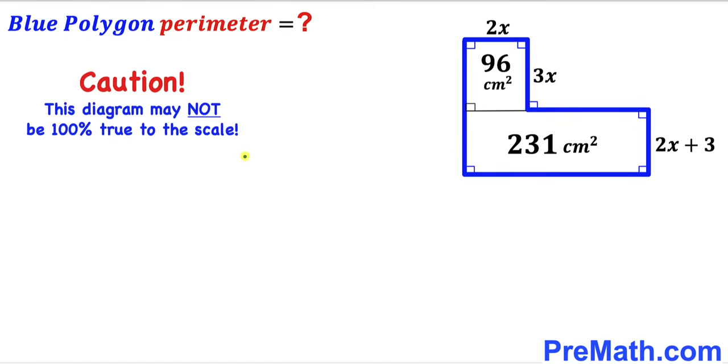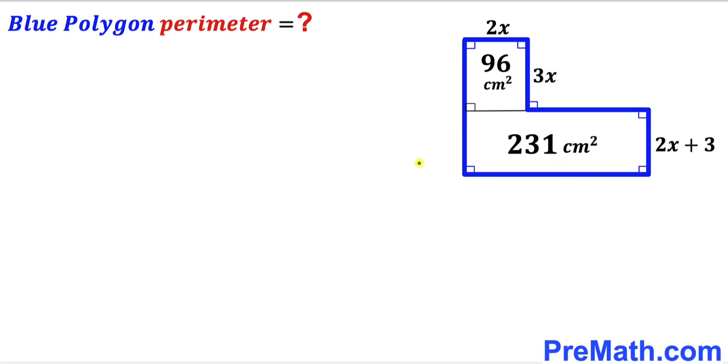Please keep in mind that this figure may not be 100% true to scale. Let's go ahead and get started, and here's our very first step. Since we are going to calculate the perimeter of this blue polygon, and we know the perimeter is going to be the sum of all the side lengths of this polygon, we are going to find the value of x first.